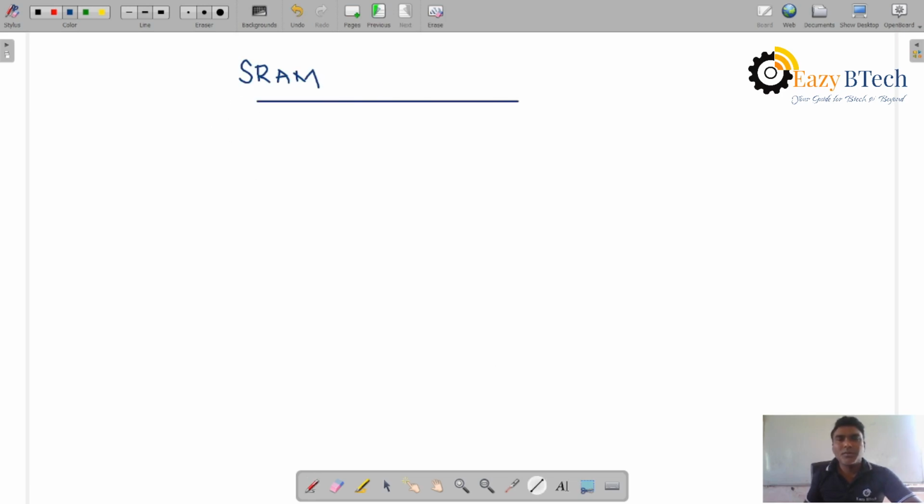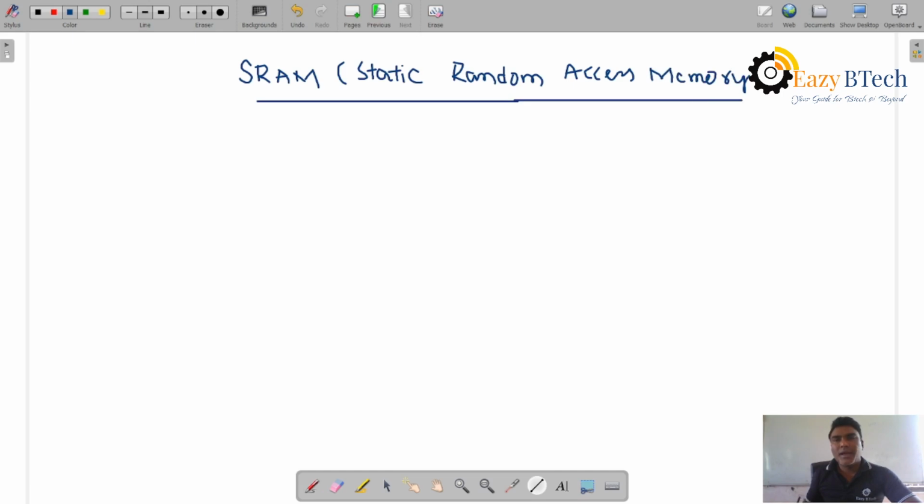It is a memory cell, SRAM. Let's see this one. So it is a static random access memory, right? Okay, so anyone will ask in the examination. So it is a static random access memory. It is a memory cell which stores the data.